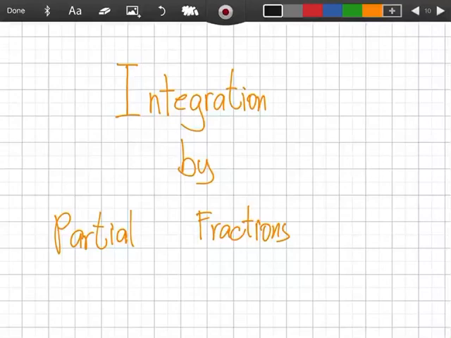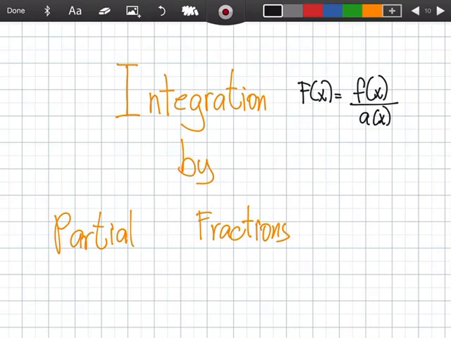Okay, so our lesson is about integration by partial fractions. So, what is a partial fraction? A function f of x equal to f of x over g of x, when f of x and g of x are polynomials, is called a rational fraction.